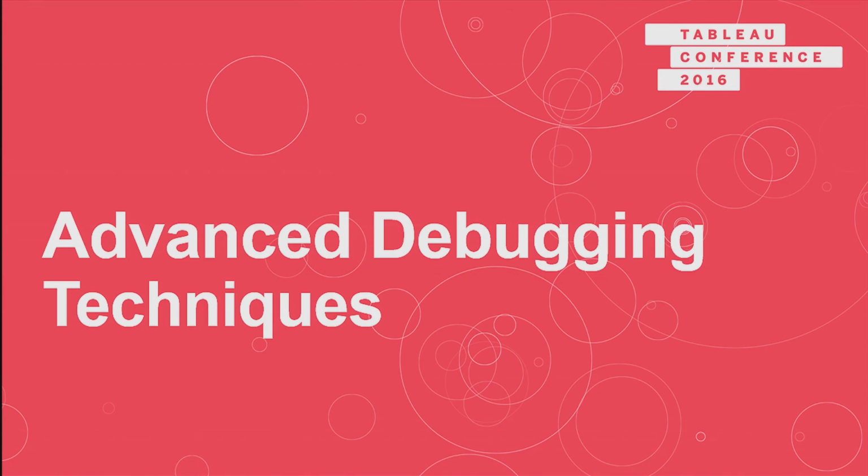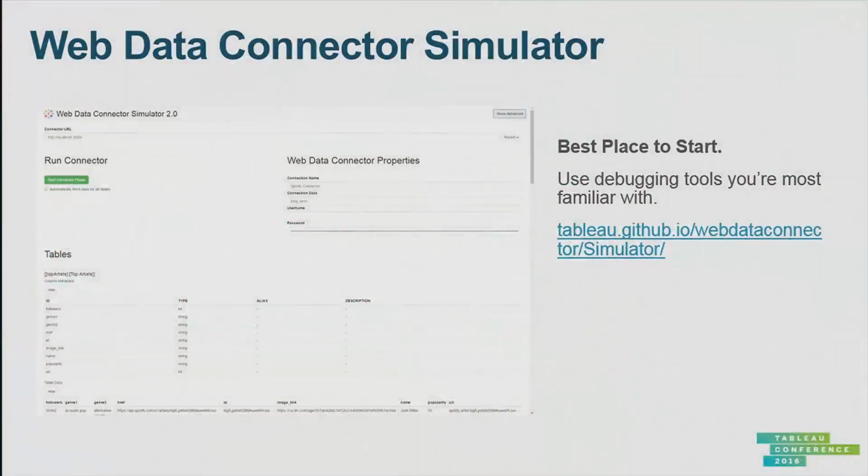The very first thing I'd be remiss not to mention is to use the simulator first. We've invested a lot of time into our web data connector simulator. It's part of the SDK, and it's on our GitHub page. This is where you want to start. It lets you use all of your normal web browser tools and the debugging tools you're used to, as well as really inspect every aspect of your connector and make sure it's working. So always make sure it works in the simulator before you try it out in Tableau, and you should be able to solve 90% of the issues you're having.